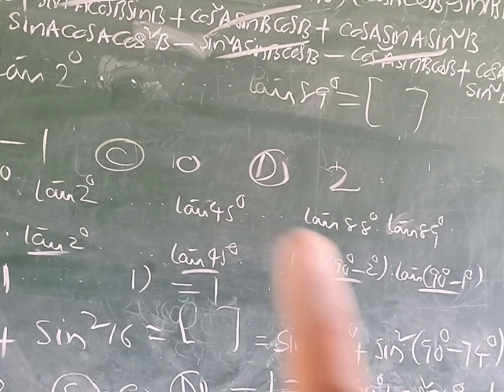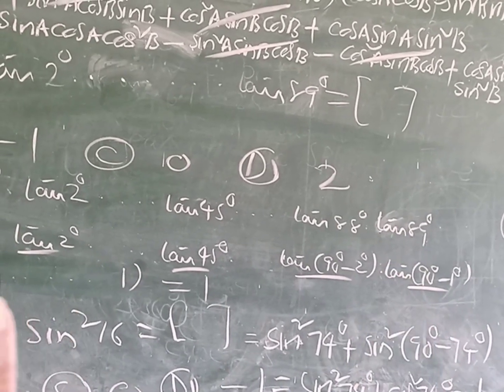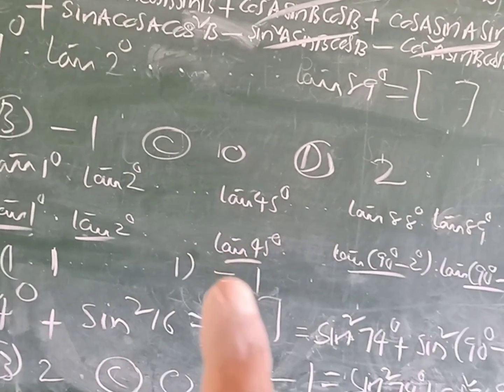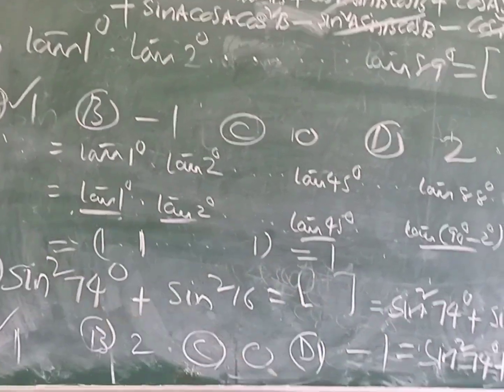Therefore, tan 1 into cot 1, which is 1, tan 2 into cot 2, which is 1, and so on up to tan 45. Therefore, 1 into 1 into 1 and so on into 1 is equal to 1. Therefore, the option is A.